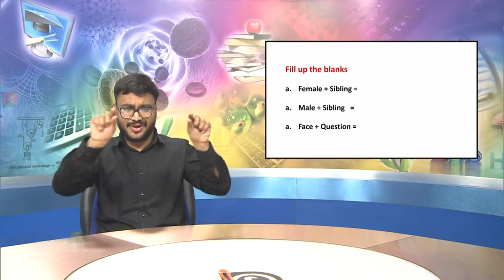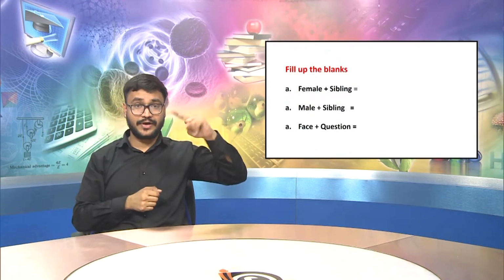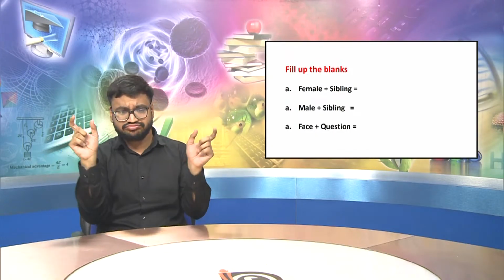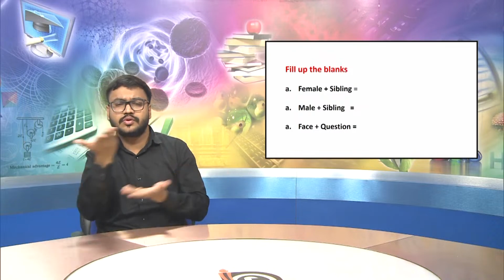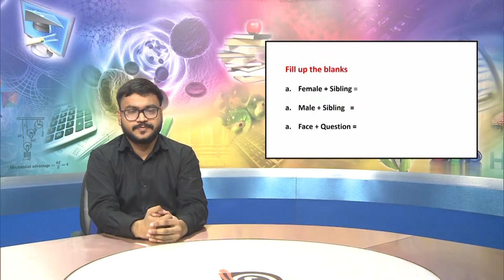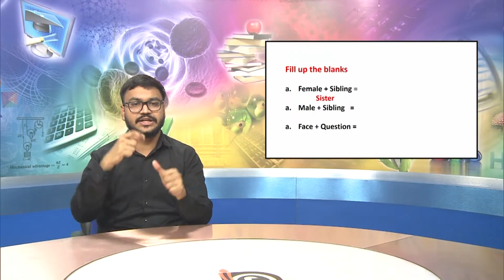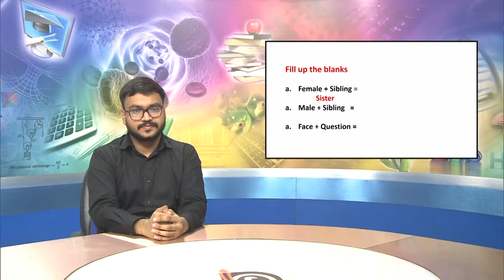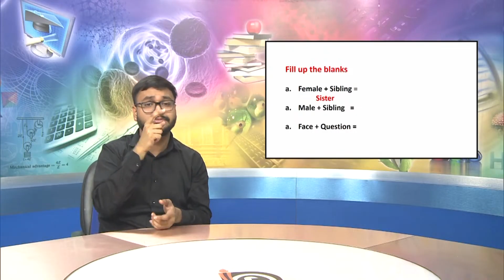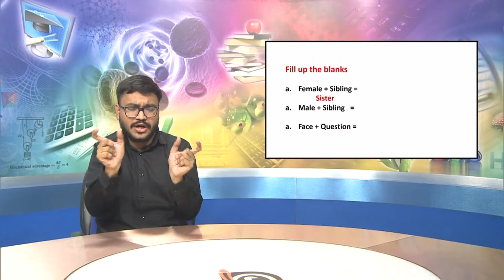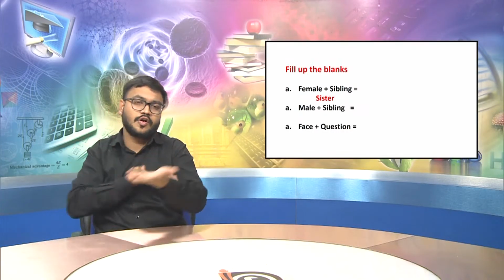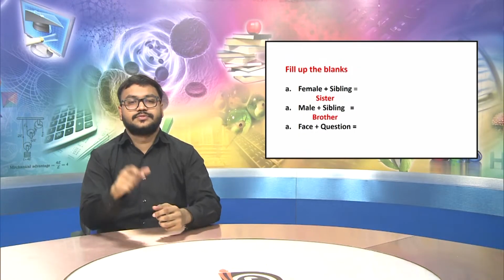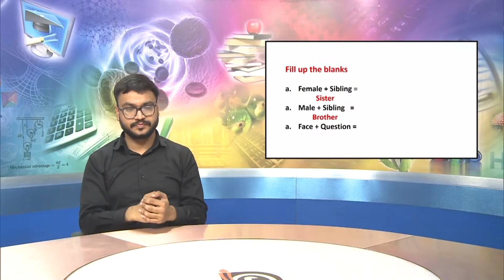Fill up the blanks. First, the two signs, female along with sibling, what do we get? We get the sign of sister. Next, we also added two signs. First is male and the sign of sibling. So we get the sign of brother.